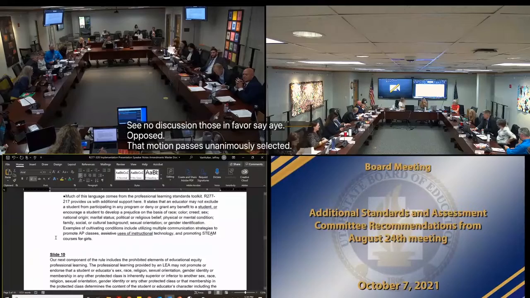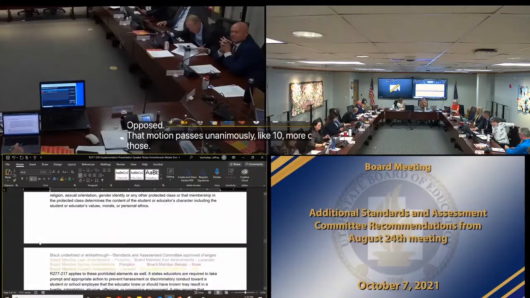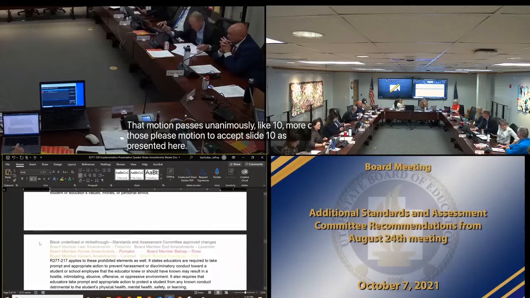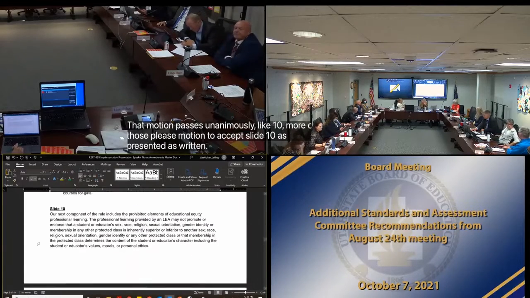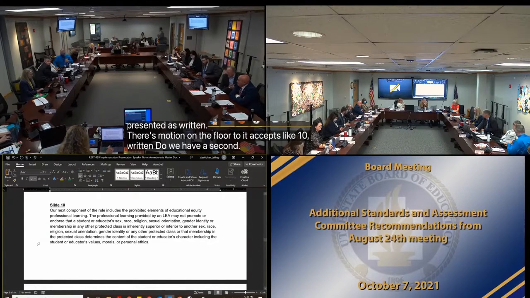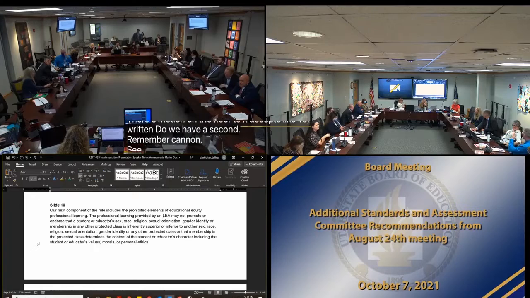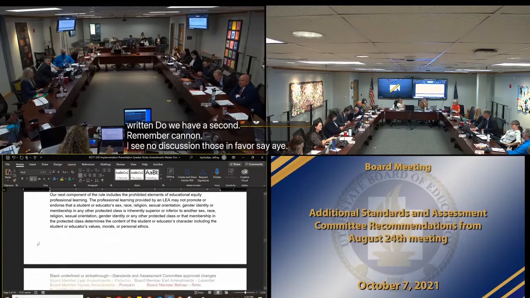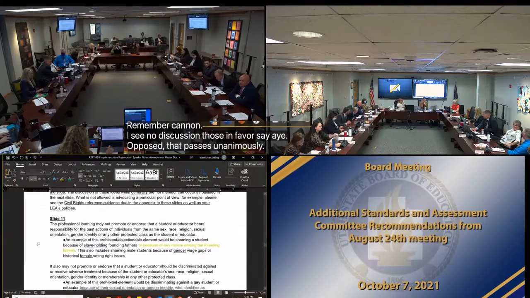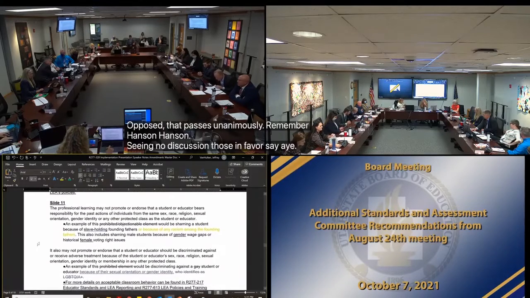Slide 10. Yes, motion to accept slide 10 as presented or as written. There's a motion on the floor to accept slide 10 as written. Do we have a second? Board Member Cannon. Seeing no discussion, those in favor say aye. Aye. Those opposed? That passes unanimously. Board Member Hanson, or Chair Hanson.